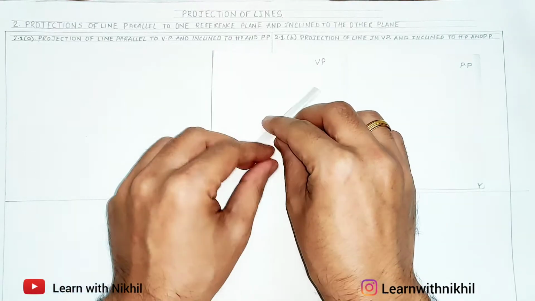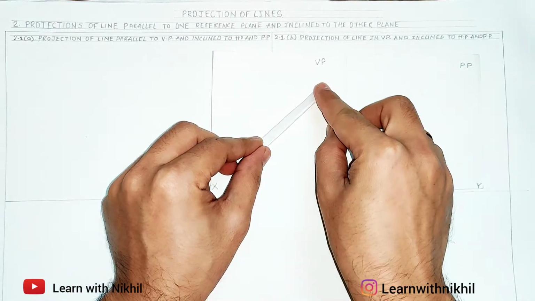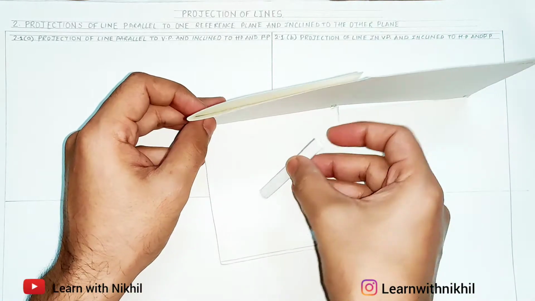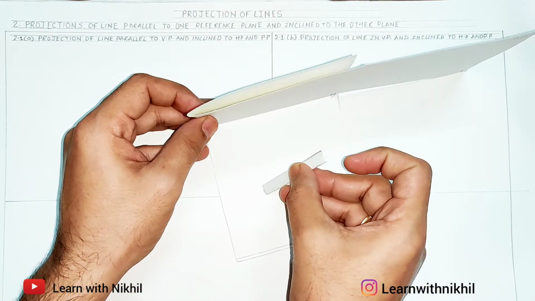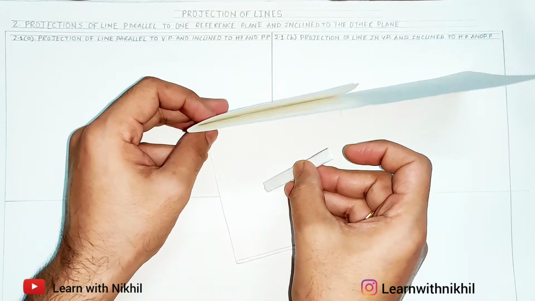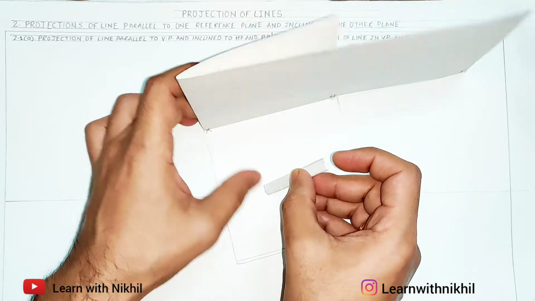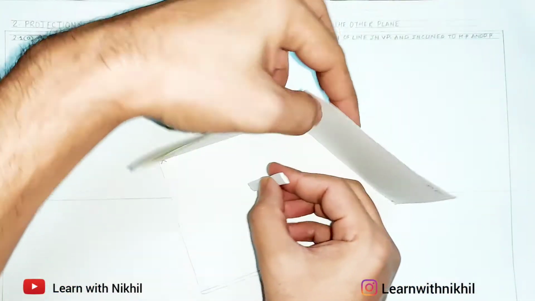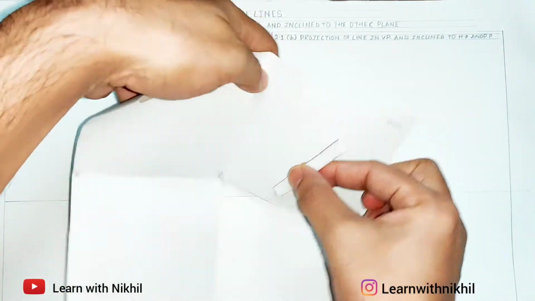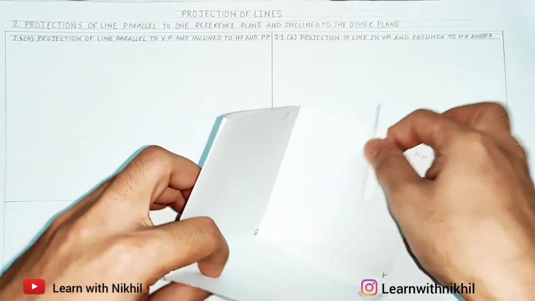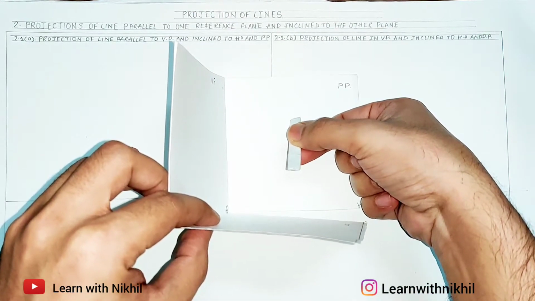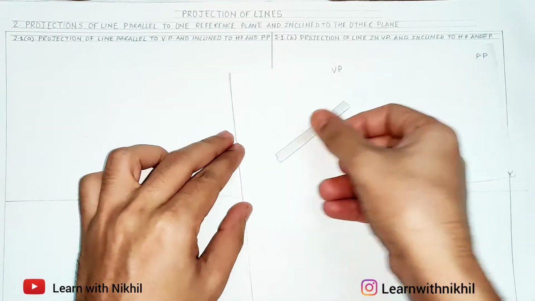In the front view or in the vertical plane, the line will be like this, slant. In the horizontal plane or the top view, the line will be a horizontal straight line. And also in the side view, the line will be a straight vertical line. So this is the side view, it will be like this. So, drawing this.